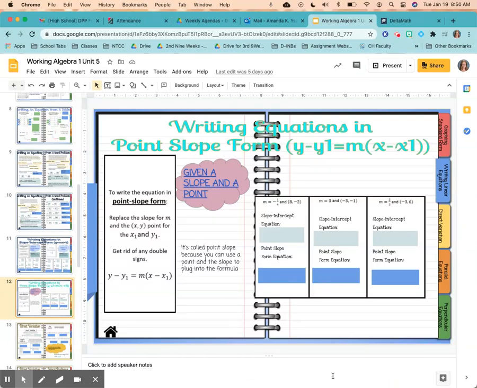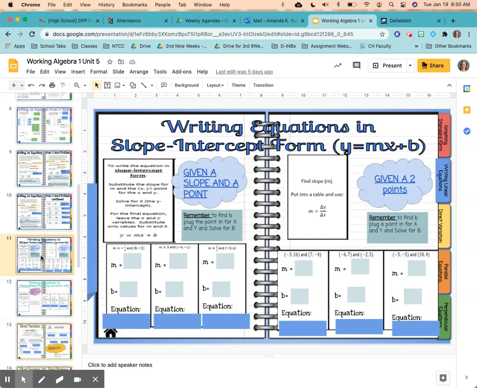So we are on slide 12, writing equations in point-slope form. And here's our point-slope form. y minus y1 equals m, parentheses, x minus x1. In the last slide, we wrote the equation using y equals mx plus b.